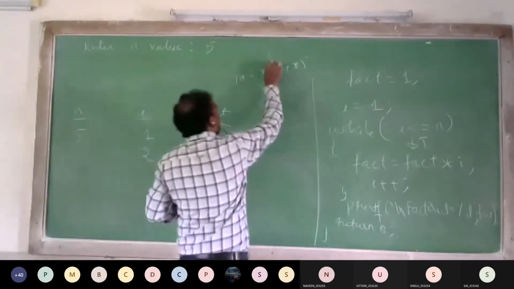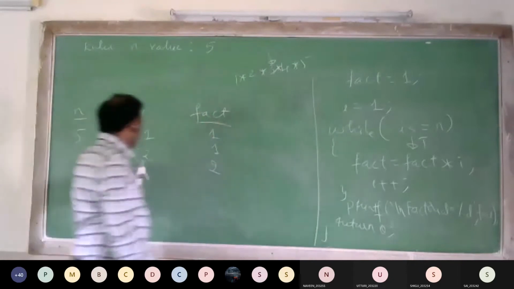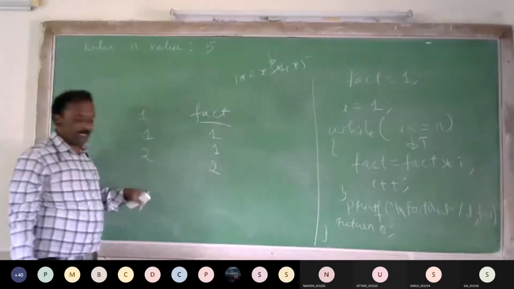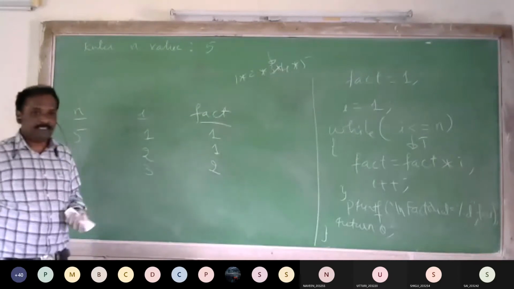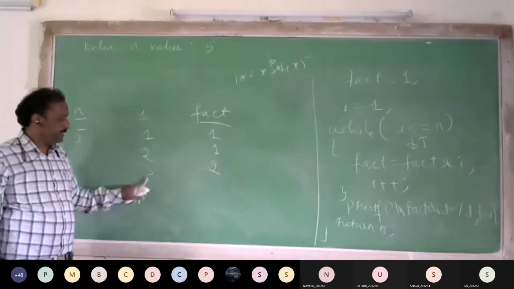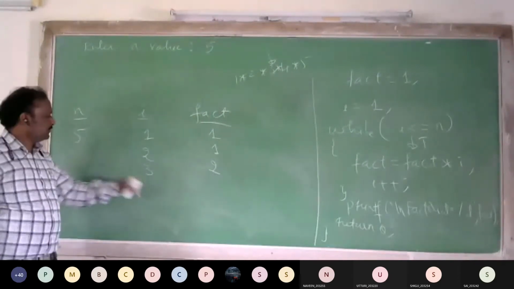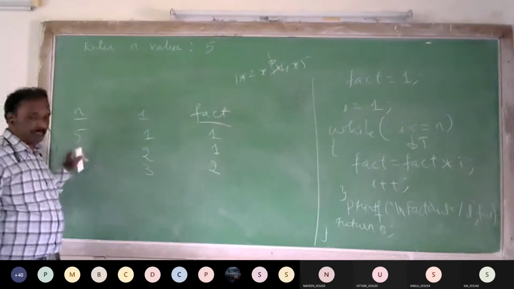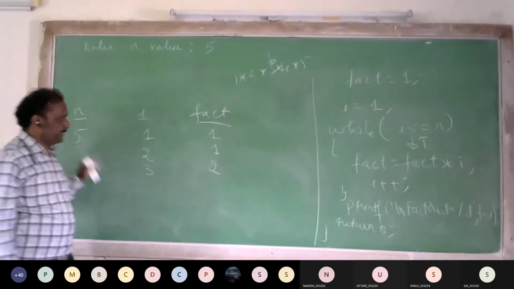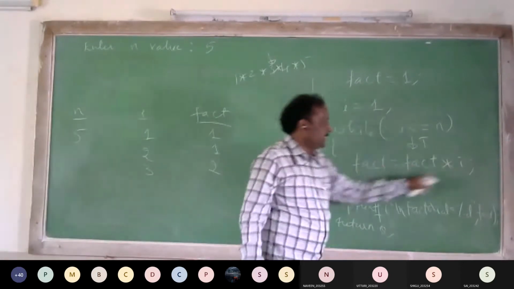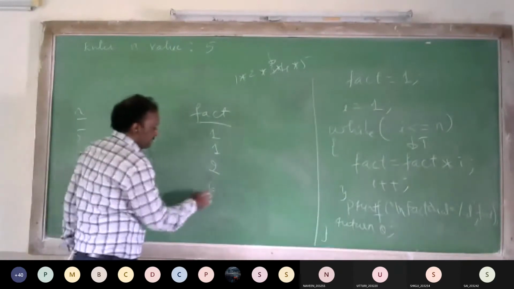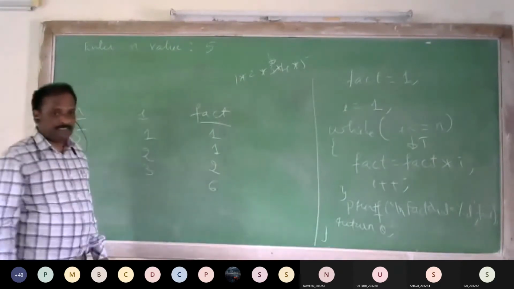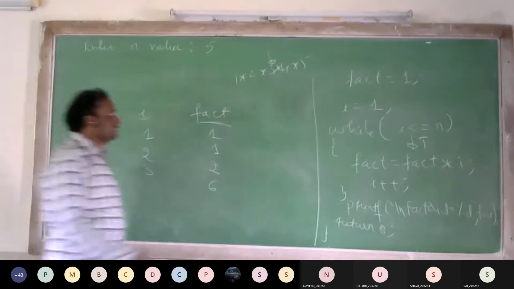Fact is 2. Now I is 2. To get the next number, I have to do I plus plus. So 2 plus 1 is 3. 3 is less than or equal to 5? Yes, it is less than or equal to 5. True. True means inside. Fact is equal to fact into I. 2 into 3, 6. So the new value of fact is 6.